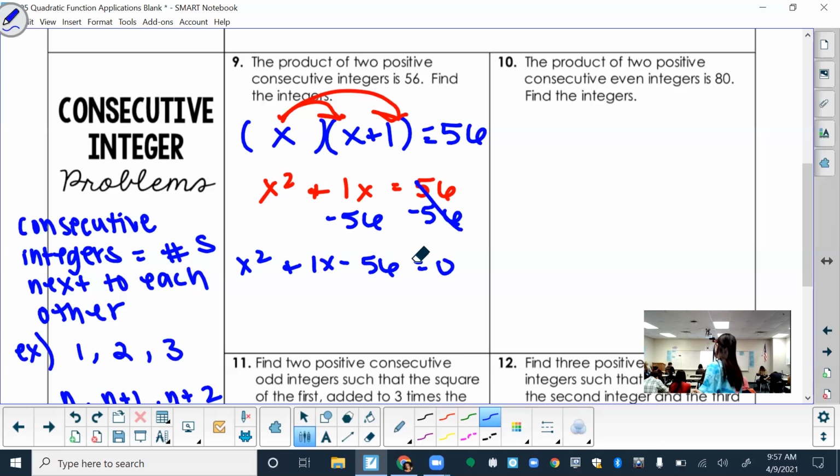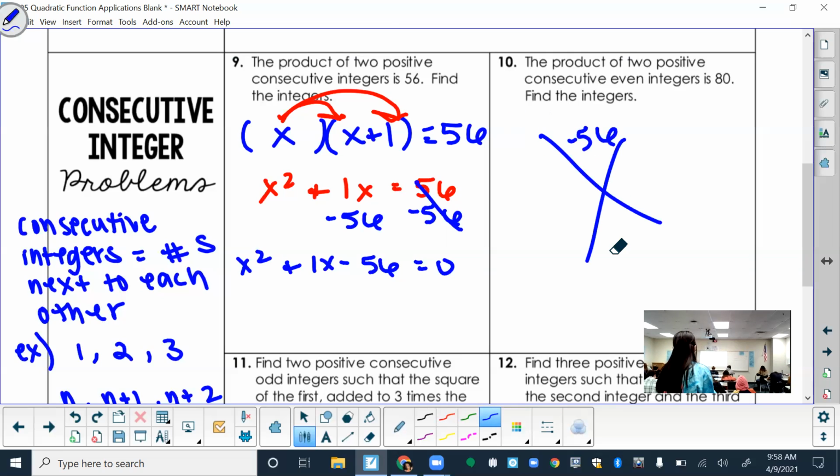All right, keep solving. We can do it by factoring again. So negative 56 on top, 1 on the bottom. What 2 numbers multiply to 56? And which one will have to be negative to make this work? Good. So multiply to give me negative 56, add to give me a positive 1. So we found our factors.